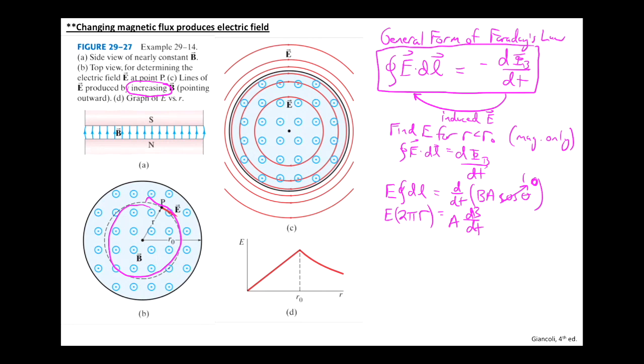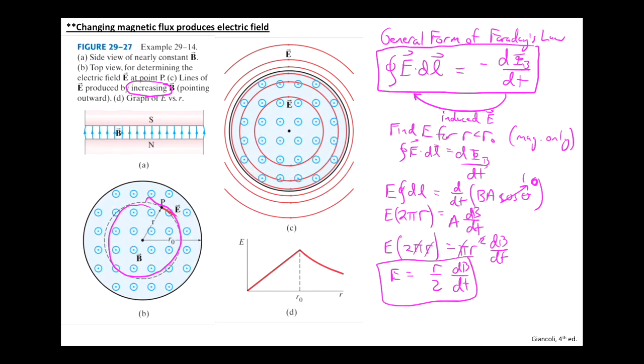So on the right-hand side, dB/dt, we're going to leave that around and just solve this for the electric field. Well, I skipped a step. Let's put in something for A first. So A is pi r squared. And then we can solve for E. So the pi is gone, one of these r's is gone, and then we've got r over 2 times the rate of change of the magnetic field.